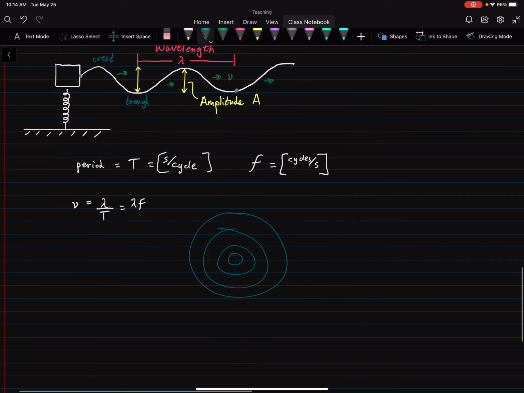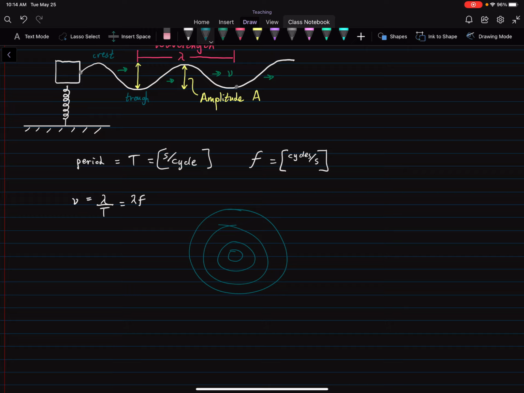All right, so next we're going to get into the mathematical description of a wave, and that will be getting to the meat of it.